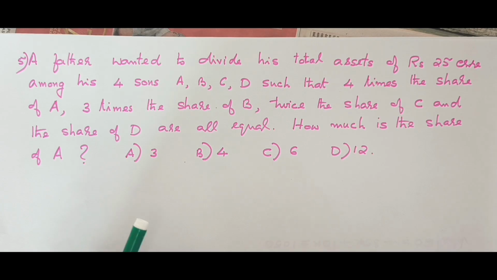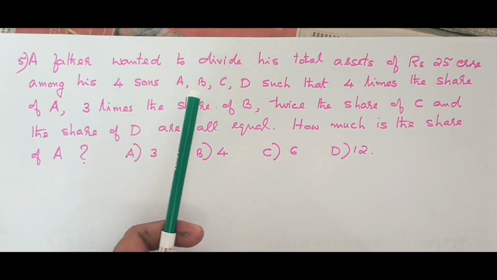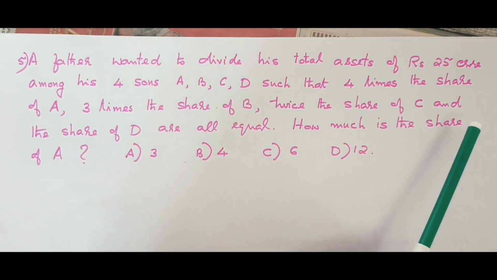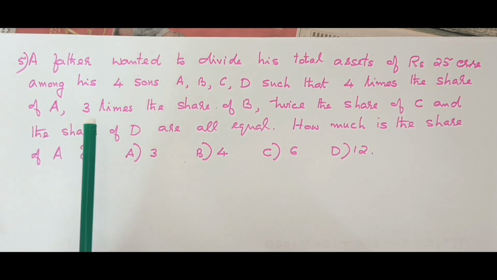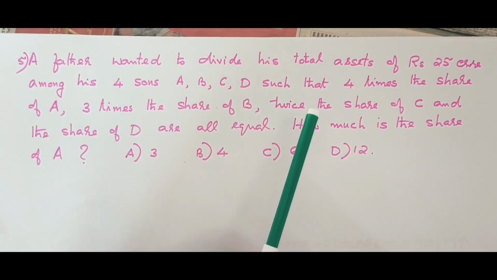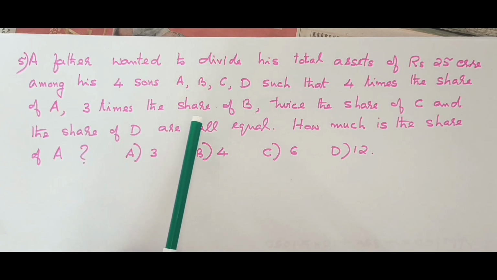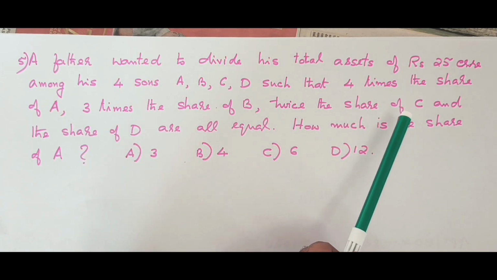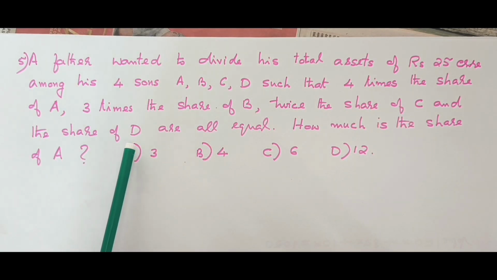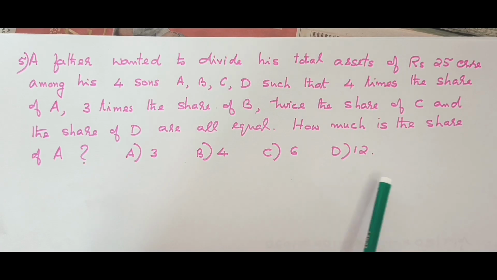The next question is this. A father wanted to divide his total assets of 25 crores among his 4 sons A, B, C, D, such that 4 times the share of A, 3 times the share of B, twice the share of C, and the share of D are all equal. How much is the share of A? These are the 4 options given to you. These options A, B, C, D mean just the options only, nothing to do with this A, B, C, D.